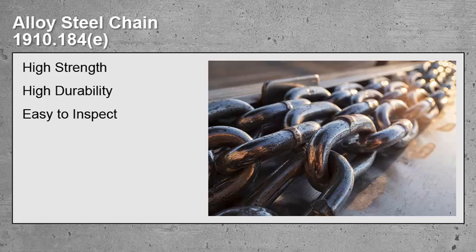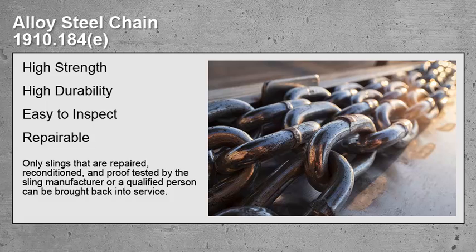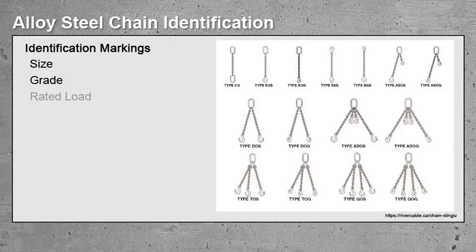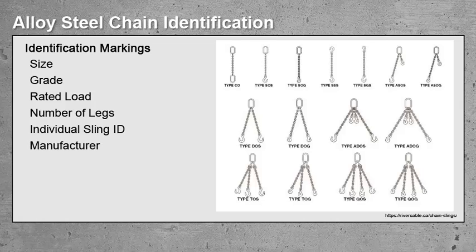They are also easy to inspect and are repairable, but remember, any repairs must be recertified. Only slings that are repaired, reconditioned, and proof tested by the sling manufacturer or a qualified person can be brought back into service. The ID tag must include size, grade, rated load, number of legs, the sling ID, and the name of the manufacturer. The most common grades are 80 and 100.